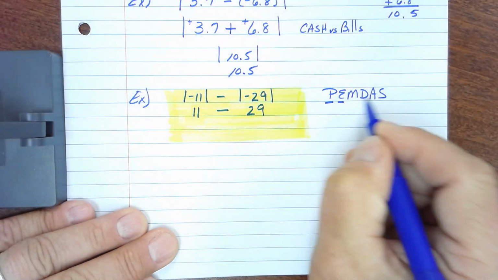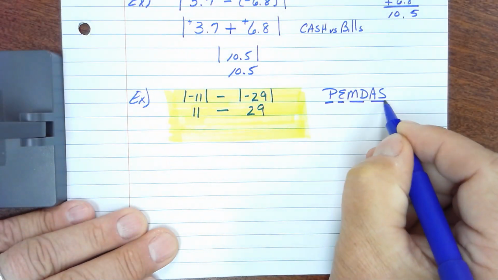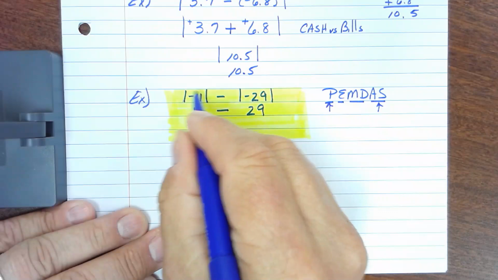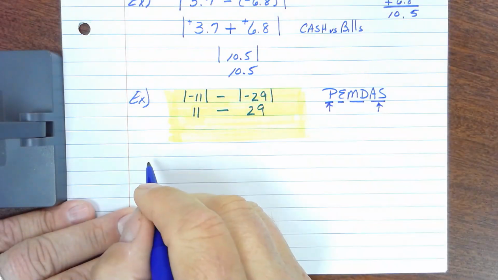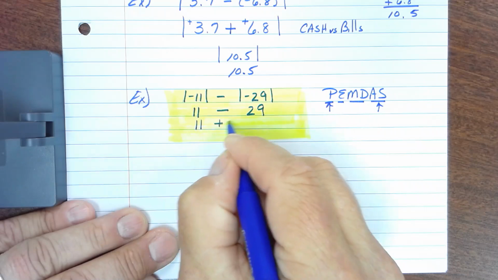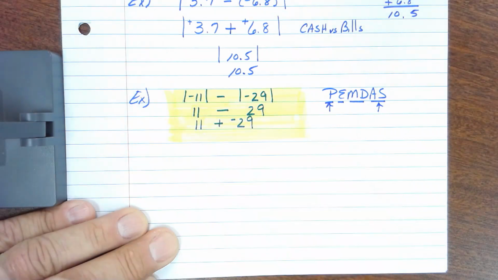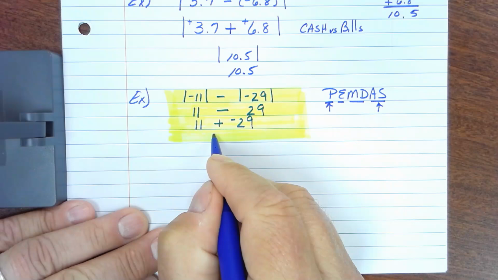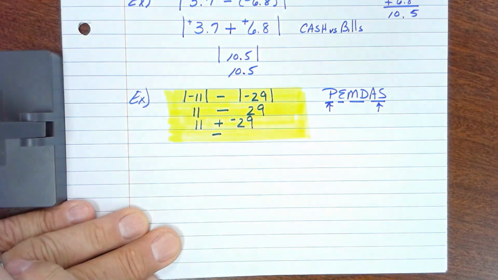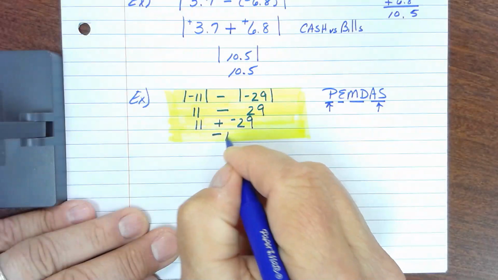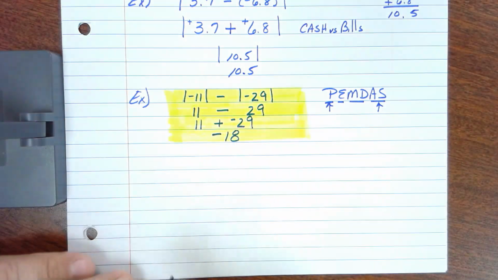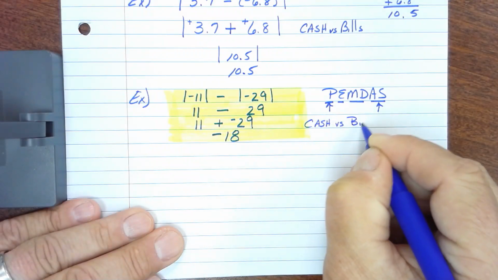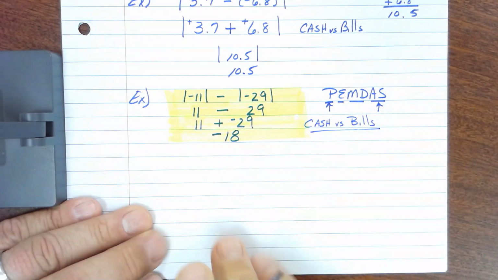There are no exponents. There is no multiplication and division. So now I'm down to that addition and subtraction. I dealt with parentheses or grouping symbols. And now I'm dealing with addition and subtraction, and in this case, I'm going to add and change the sign. What do I have more of, cash or bills? Definitely bills. How much more? 18, negative 18. Asking myself the same questions. Cash versus bills.